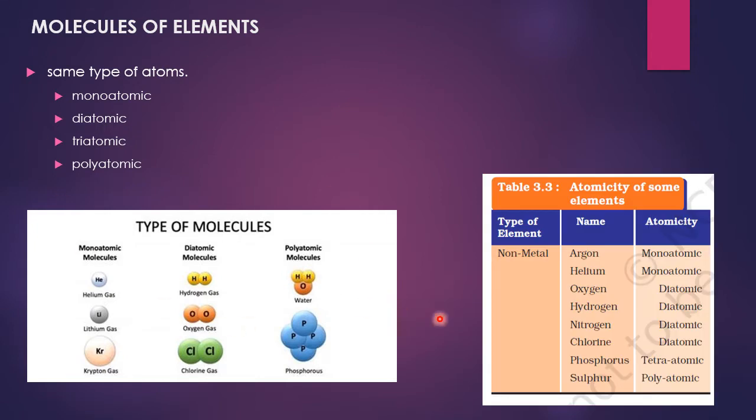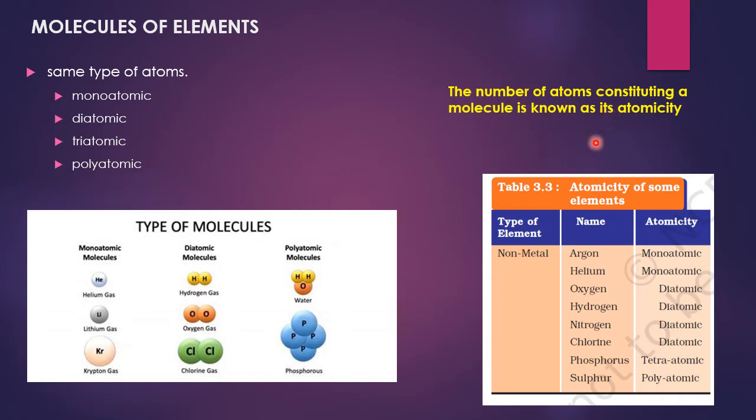This is the table that I have taken from your textbook, table 3.3 from page number 36. Here you can see types of element, their name and their atomicity. What is this atomicity? Atomicity is the number of atoms constituting a molecule. These are non-metals: argon, helium, oxygen, hydrogen, nitrogen, chlorine, phosphorus and sulfur. The atomicity of argon is monoatomic, meaning the molecule of argon consists of only one atom.